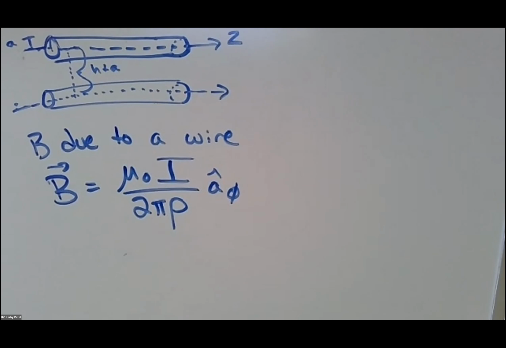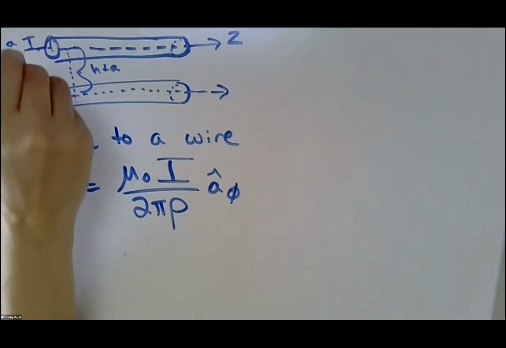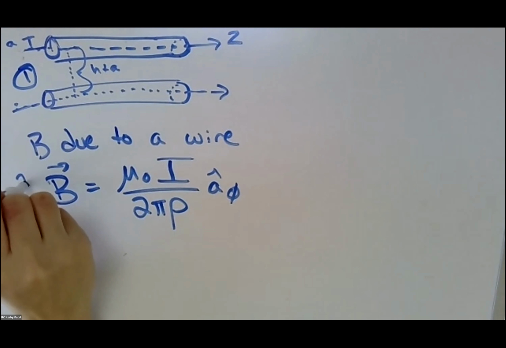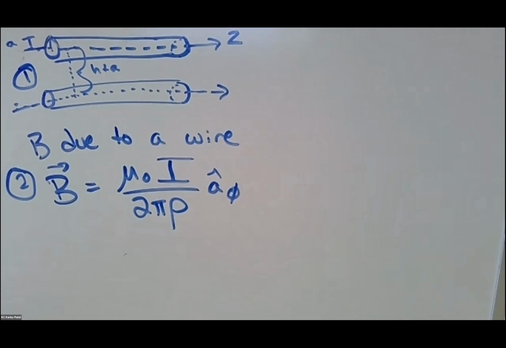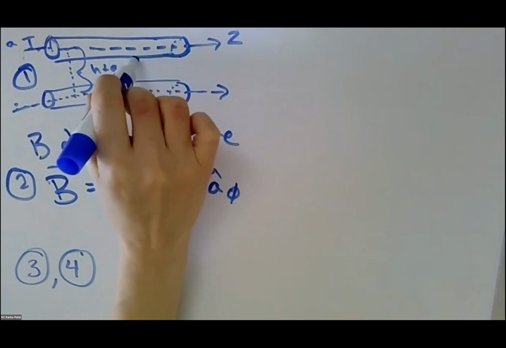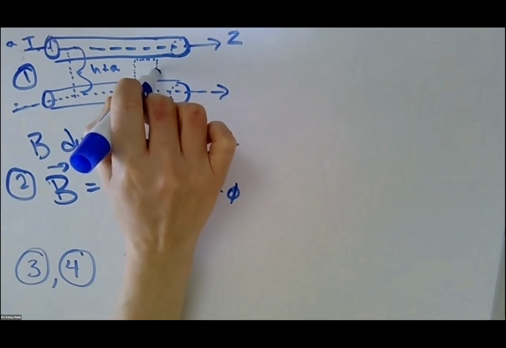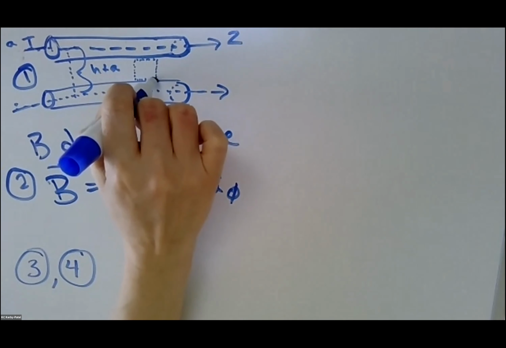All right, cool. Now, here's where I simplify the problem. Step one was draw a diagram. Step two was I know the magnetic field due to a wire. Step three, I'm going to simplify the problem, and I'm also going to choose my flux surface at the same time. The surface over which I'm going to calculate the flux is going to be a little square in between the two wires.